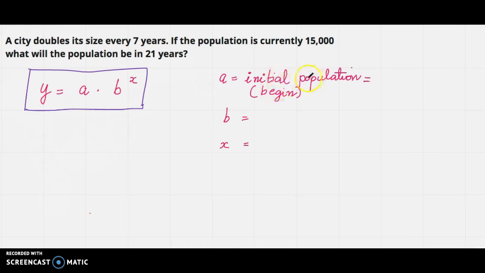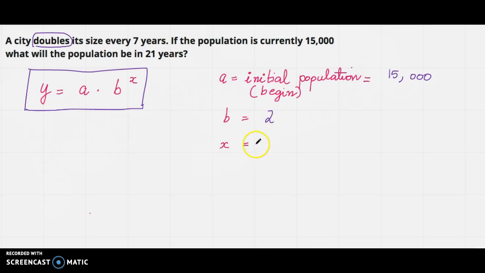Remember, A stands for the initial population, or the number that you begin with. In the beginning, how much was it? The initial population. So in this problem, the initial population is given to be 15,000. So I'm going to put A as 15,000 here. B tells us what's going on with the population. Here, the question says the city doubles its population every 7 years. So B is a scale by which it is increasing. It's doubling, so double means 2. That's why I'm going to put B as 2.